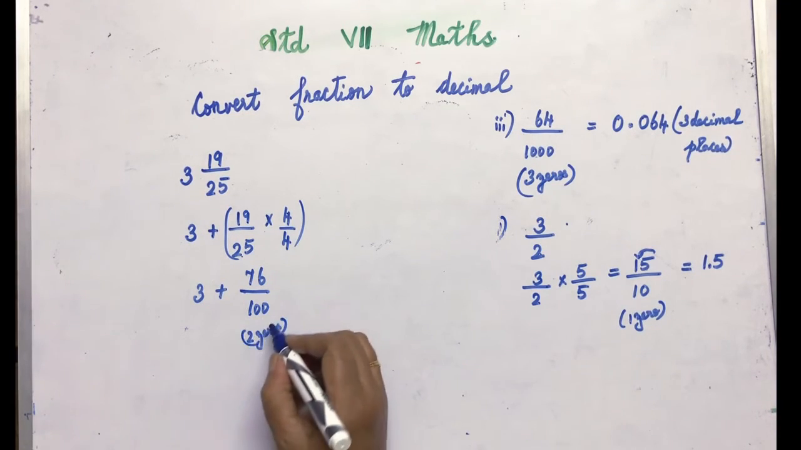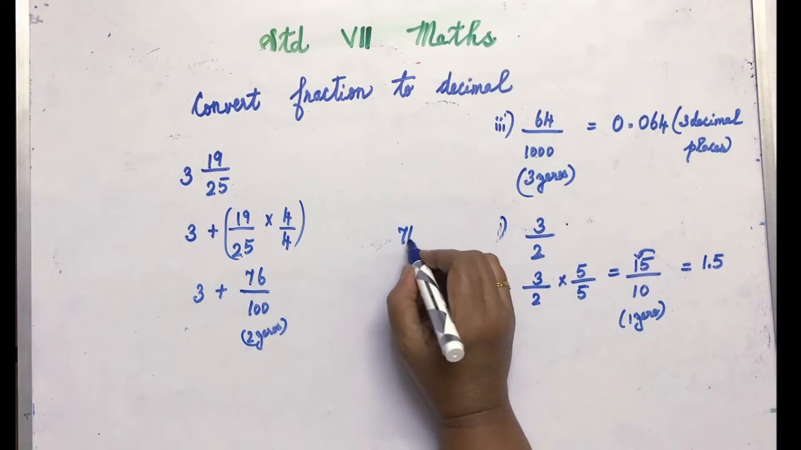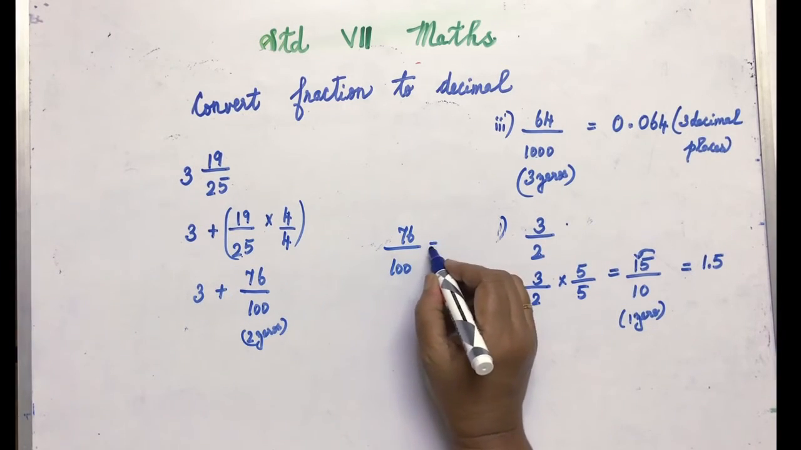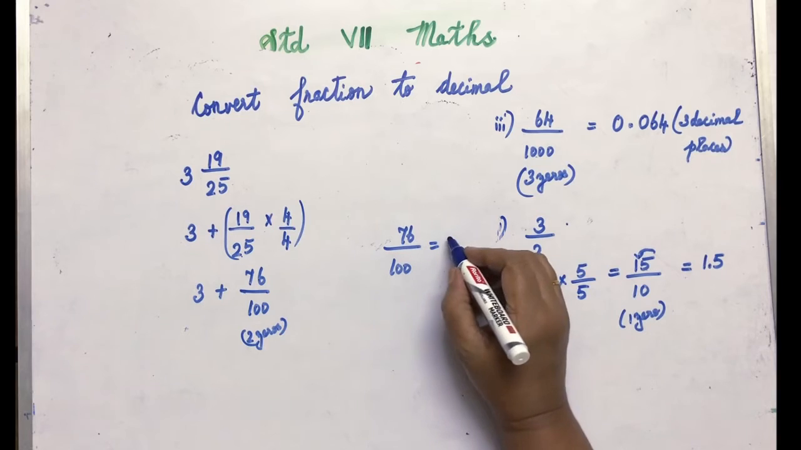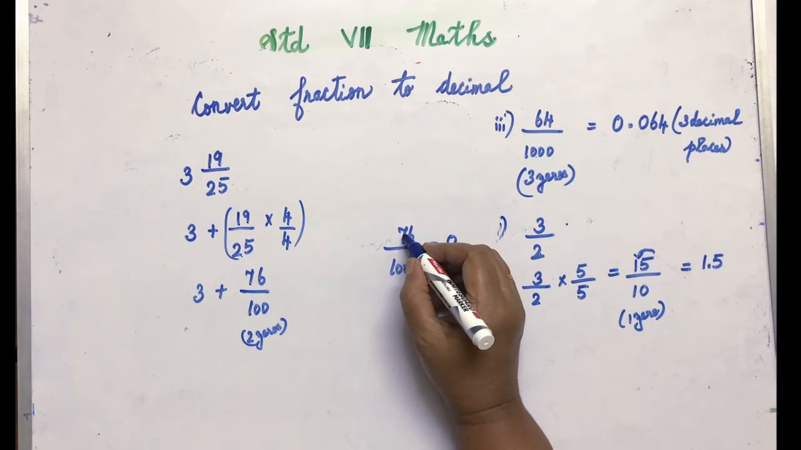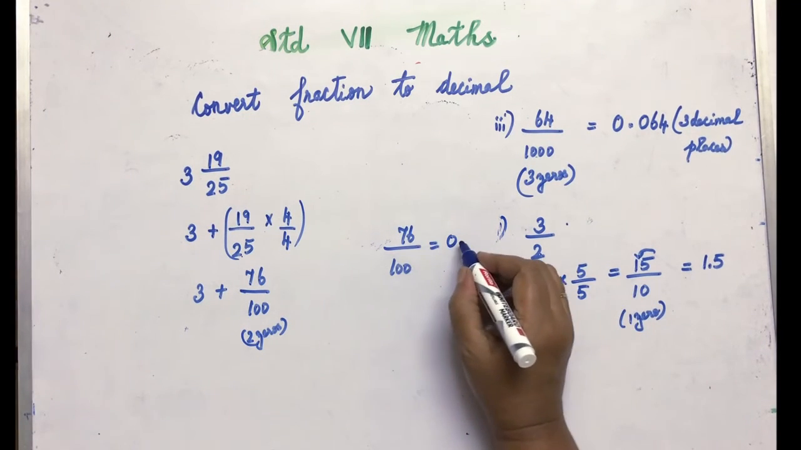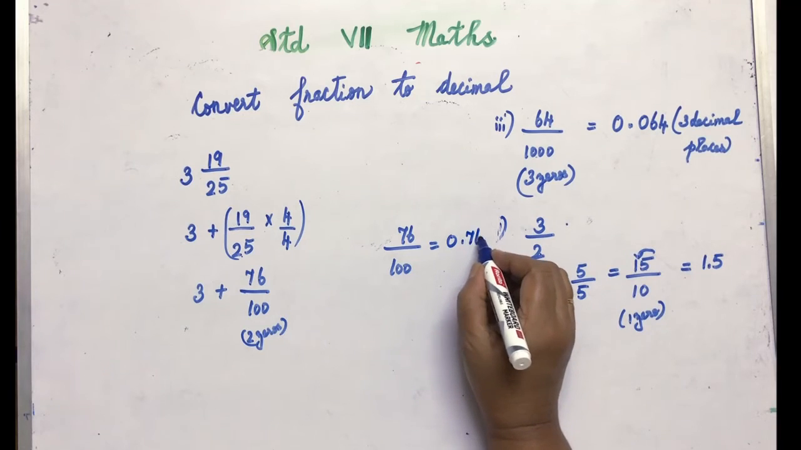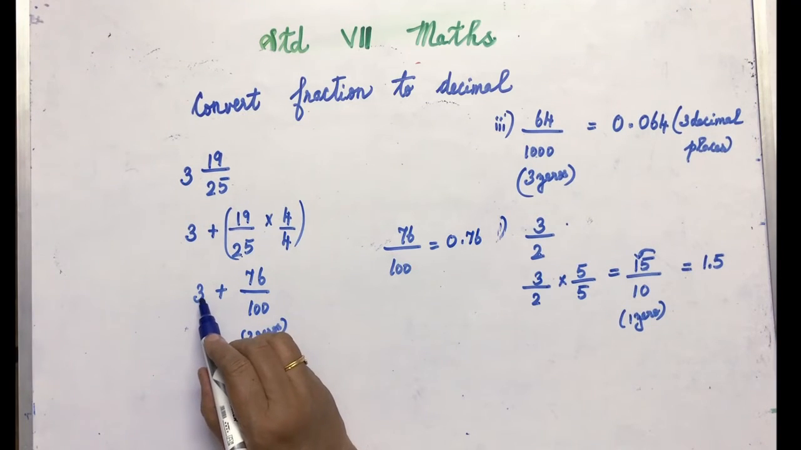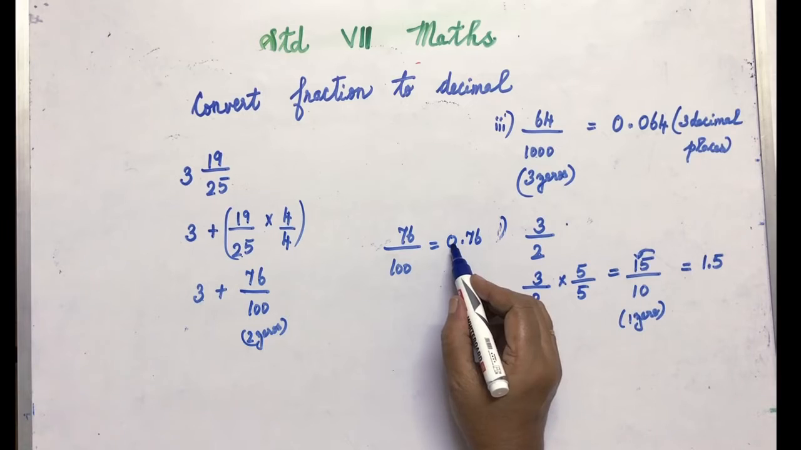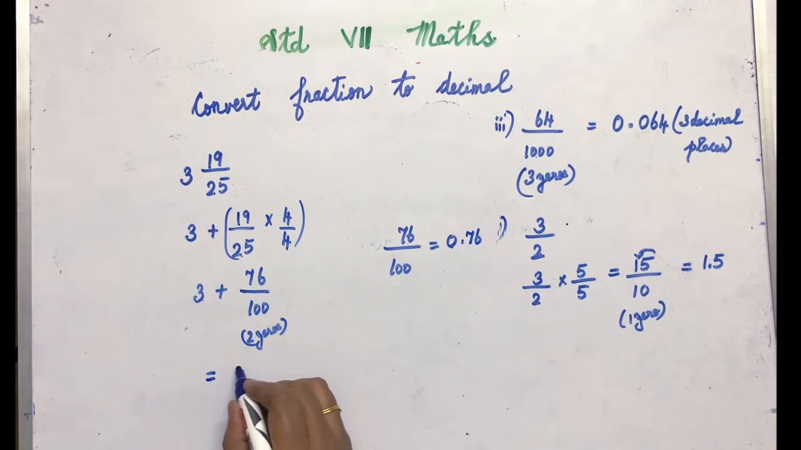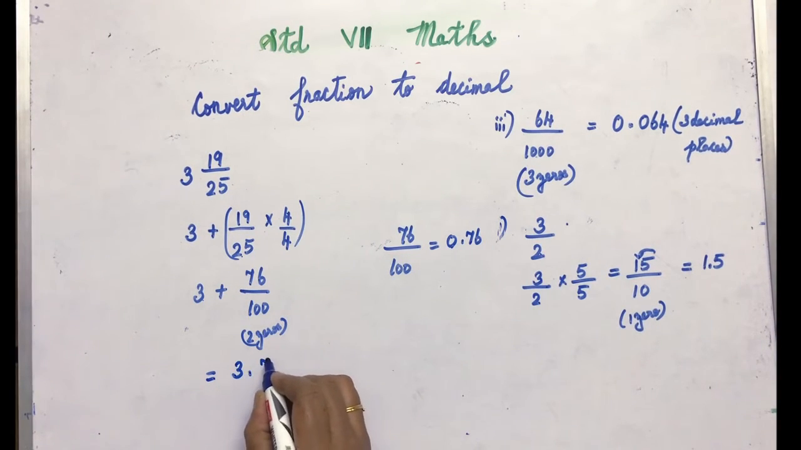If we have 2 zeros, after the point there should be 2 numbers. So here already in the numerator we have 2 numbers. So this can be written as 0.76, but already we have the whole number as 3. So we need not put 0. This can be written as 3.76.